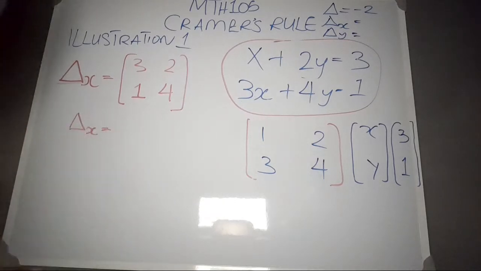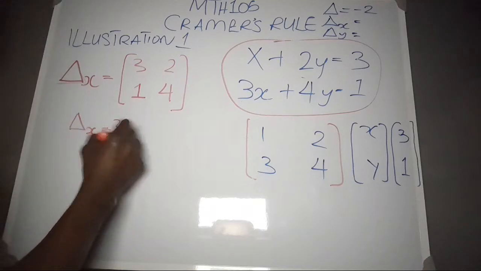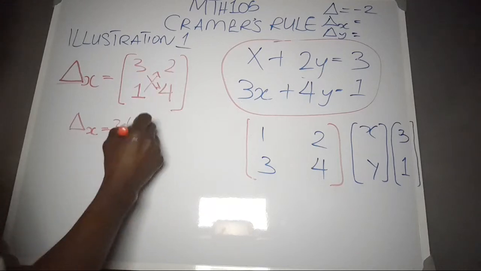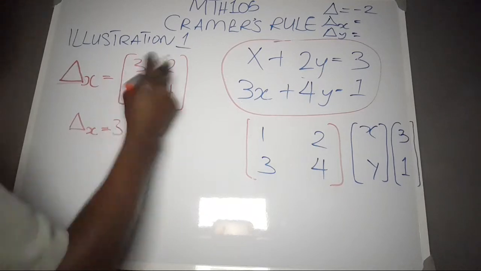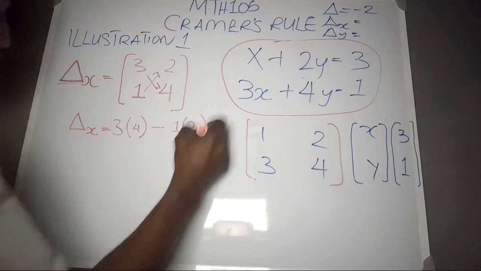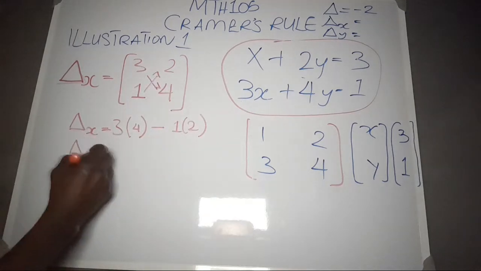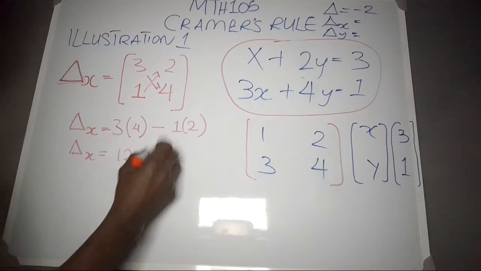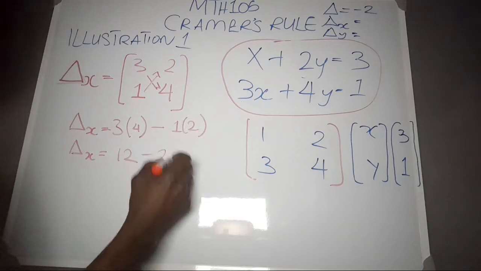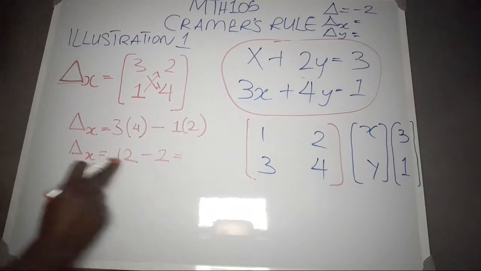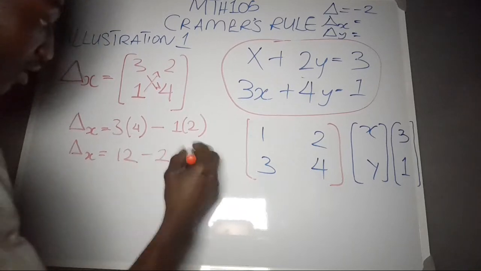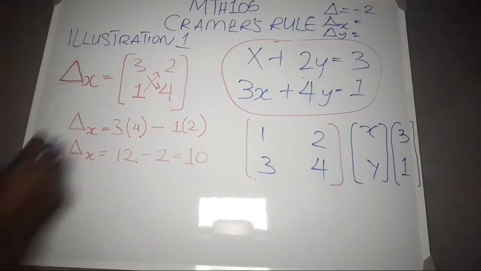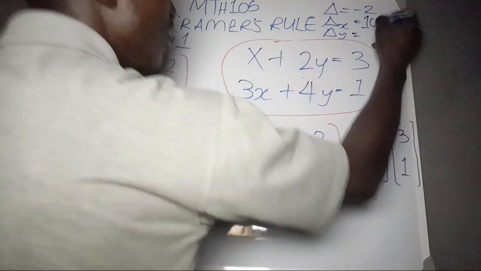So then we may say x equals, this goes down and this goes up, 3 into 4 minus 1 into 2, then we say equals 3 times 4, that should be 12, minus 1 times 2, that should be 2. So the answer now is a positive 12, this is a negative 2, the answer should be 10. So for x, we have our answer as 10.